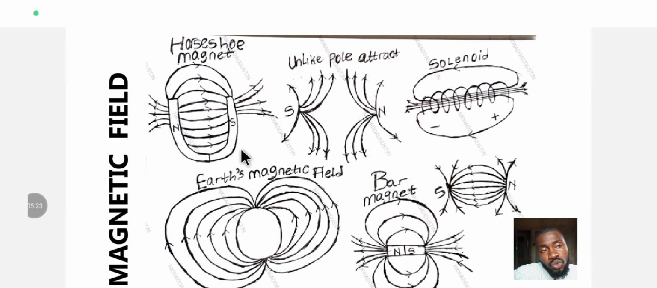So you have two poles. You have the north and the south pole. When the north pole and the south pole face each other, they attract. All right. But when the north pole and the north pole face each other, they repel. When the south pole and the south pole face each other, they repel.